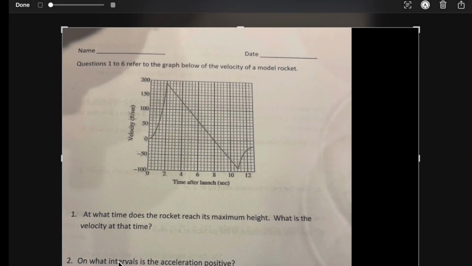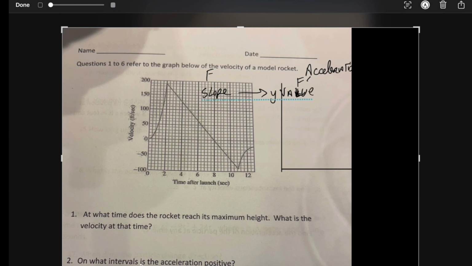Next, we are asked at what intervals is the acceleration positive. So let's go ahead and have an acceleration graph here to the right. And let's recall, very important, that the acceleration is the derivative of the velocity. So if we call the velocity the f function and the acceleration the f prime function, it's important to realize that the slope of the f function becomes the y value on the f prime function.